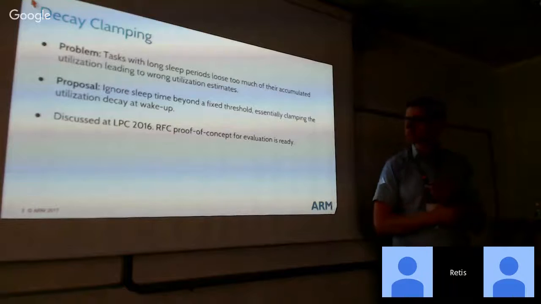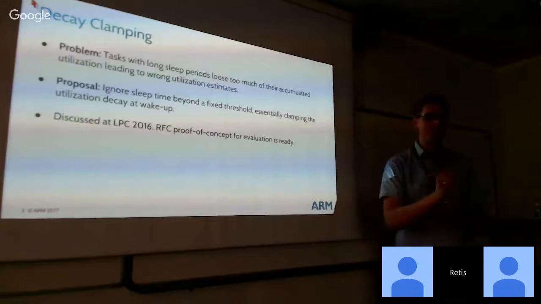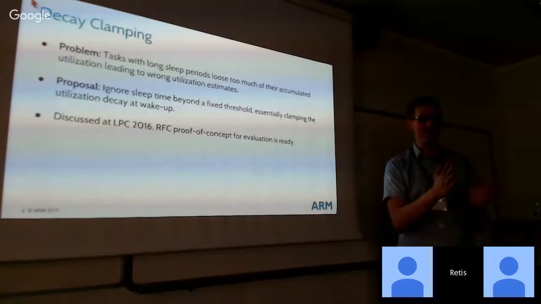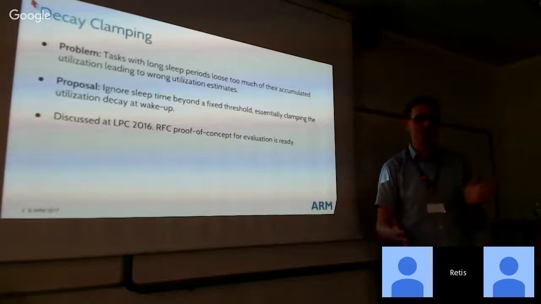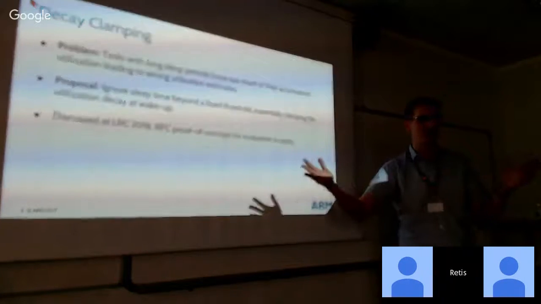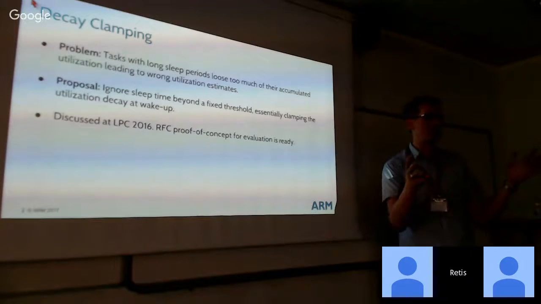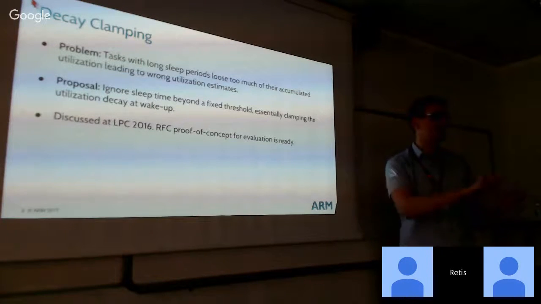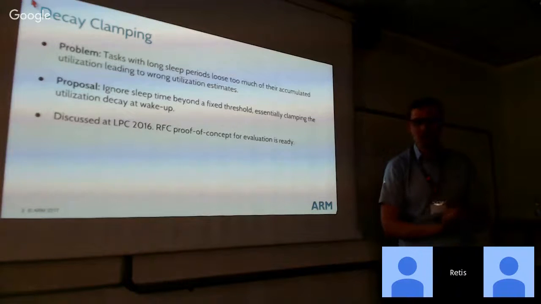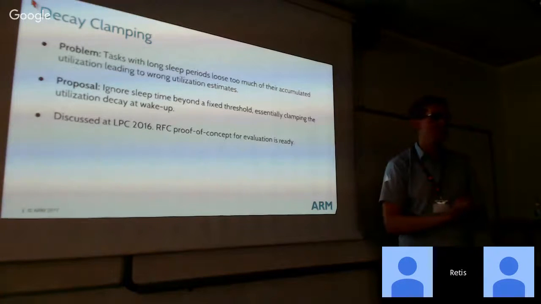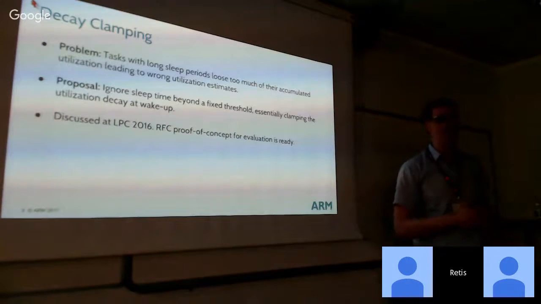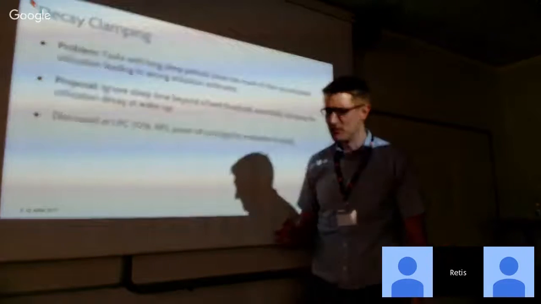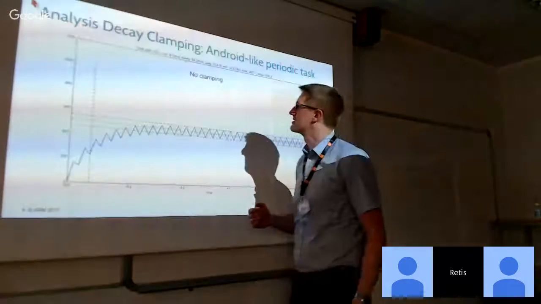And we discussed that with Paul Turner, and he proposed that we basically try to clamp the decay time, so basically ignore sleep beyond a certain threshold. So any task that would sleep for a very long time, we just make them look like they were periodic with a shorter period to try to retain some of the history. Basically make sure that the history doesn't go away every time you sleep. So we prototyped that.